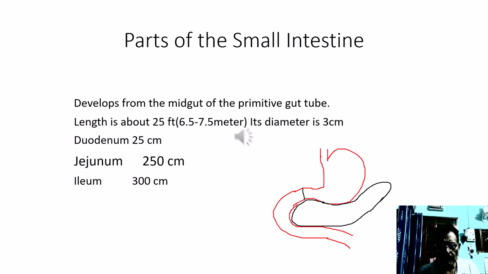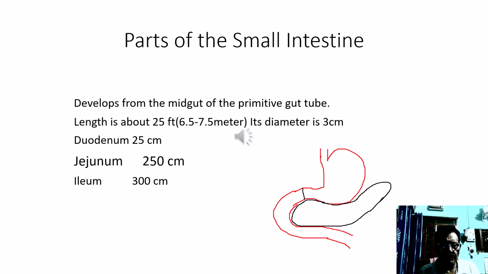It is continuous with the pyloric part of the stomach, and at the lower end it is continuous with the jejunum. Where it joins the jejunum, the duodenojejunal flexure is present.